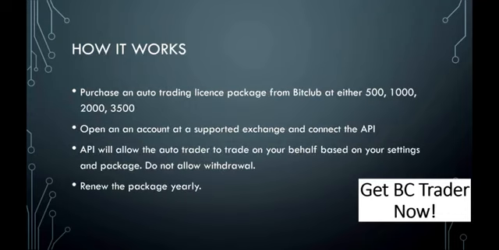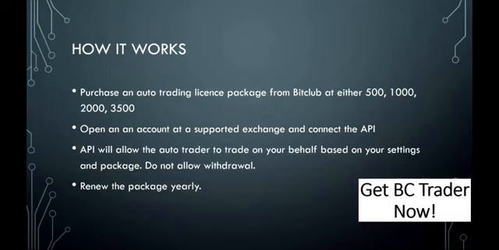All right. So how does it work? You need to purchase an auto trading license package from Bitclub, either 500, 1,000, 2,000, or 3,500. Then open an account at a supported exchange and connect the API. I think there's about 5 or 6 exchanges right now that Russ mentioned support the BC Trader. There's the tutorial video that I'll do on how to actually connect the API once we have the information, but it's pretty simple. There's a secret key that's available on the exchange. You then need to take that secret key and post it in the trading bot, and now the trading bot will be able to trade for you.